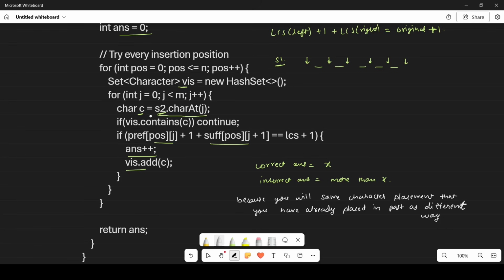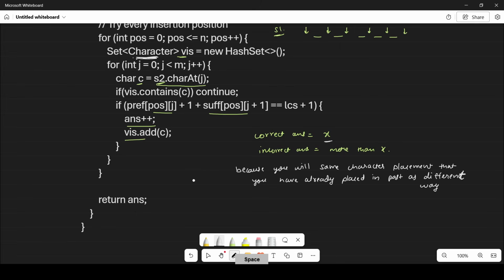So that's why we use this visited set, which is your character set, which means that if you process a character c, don't process it again, because it will unnecessarily increment your correct answer. So in this way, finally you will return your answer. I hope you understand my code and the intuition behind this code.